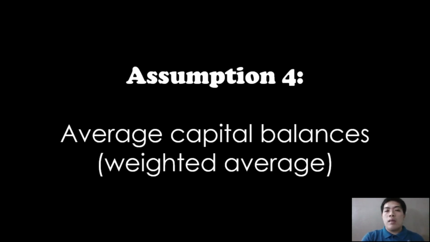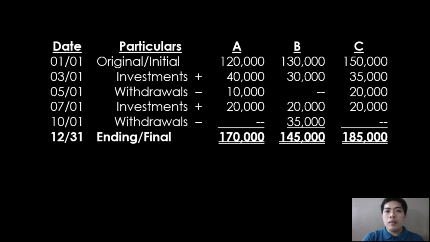Then, last, yung ating assumption, average capital balances, weighted average. So, dito, medyo may complications lang ng konti. Kasi we're going to compute for the weighted average capital balances ng each partner. So, balikan ulit natin itong table. Okay? Kailangan natin yung data na yan, lalong-lalo na yung date column.